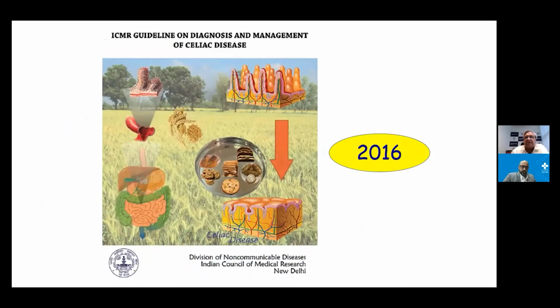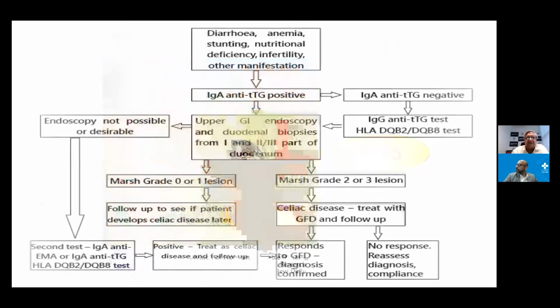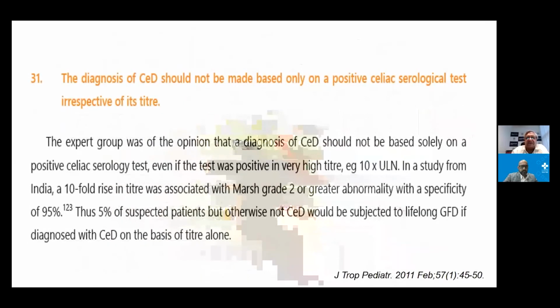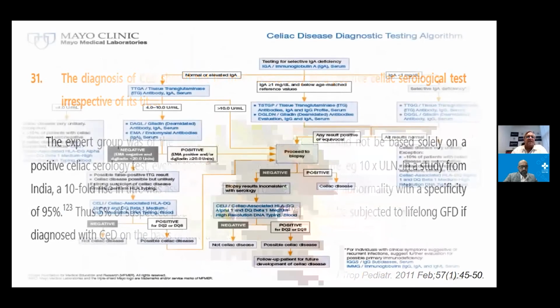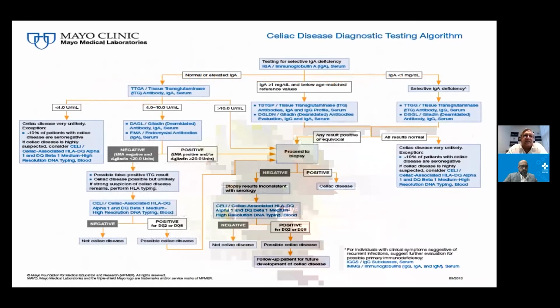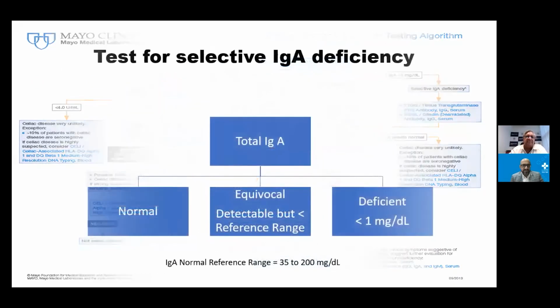ICMR had also issued guidelines on how to diagnose and manage celiac disease in 2016. They mentioned that we should follow an algorithm, and that we should not only rely upon serology, but also do histopathology. The best is the algorithm indicated by Mayo Clinic. At first sight, it looks very complicated, so let me break it down into three parts.